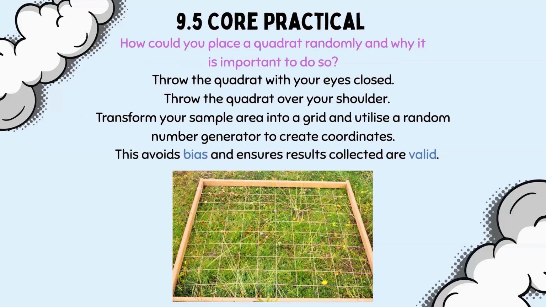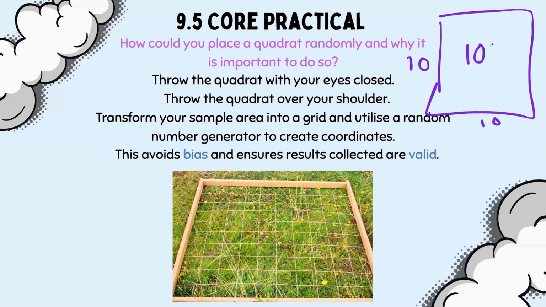Let's say you've got a plot of land that is 10 meters by 10 meters. So in other words, 100 meters squared. And you want to know how many daffodils there are within all 100 meters squared, roughly. So what you do is you throw a quadrat like this, and this quadrat is 1 meter by 1 meter. So it is 1 meter squared.